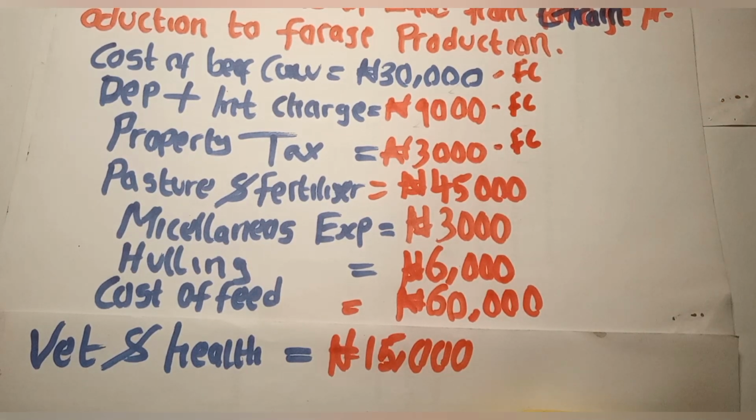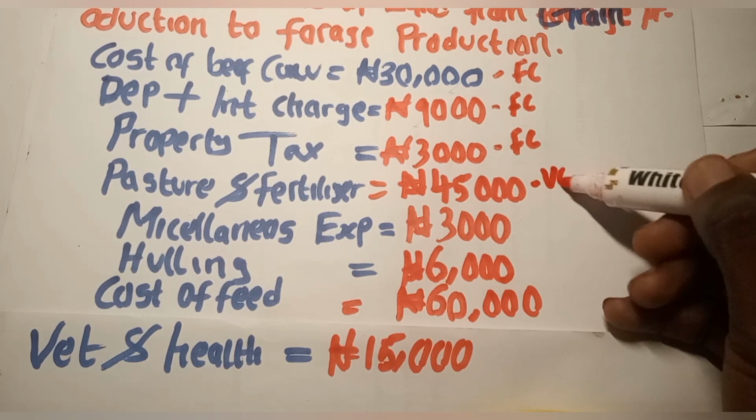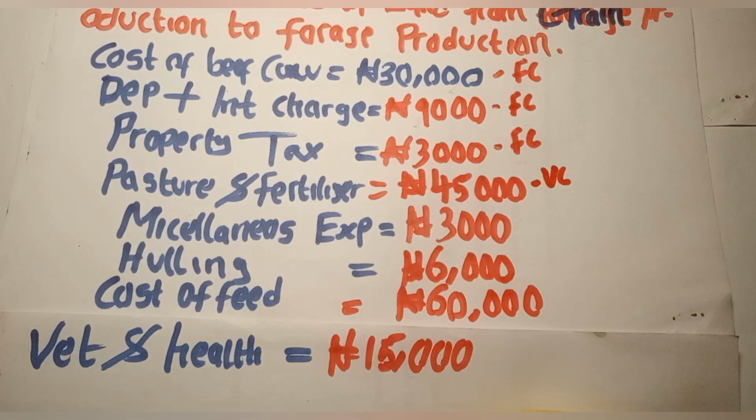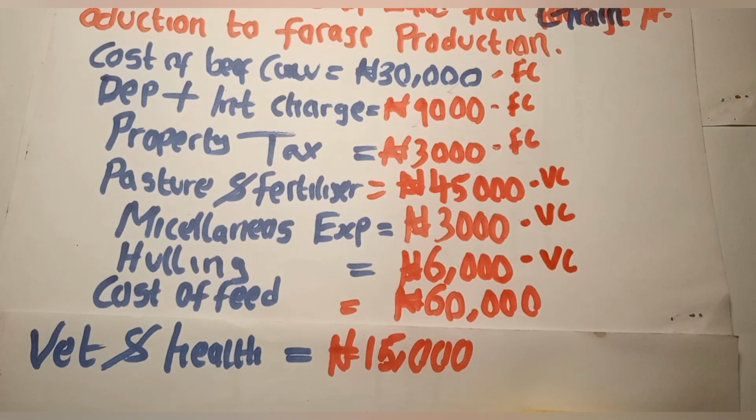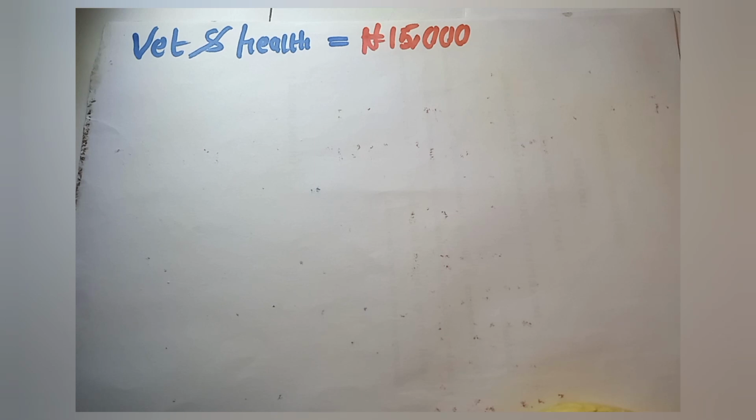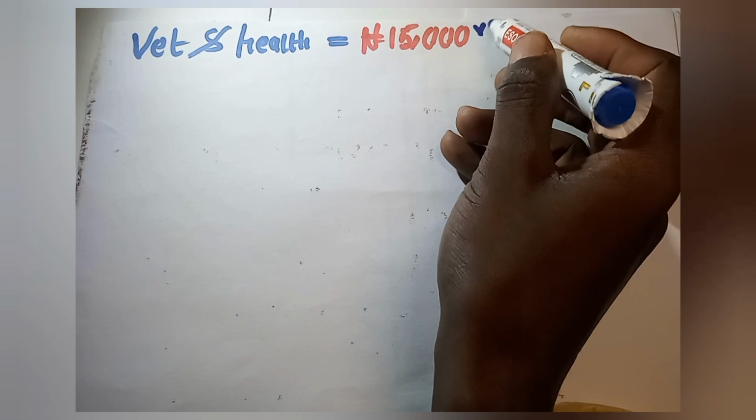Pasture and fertilizer is a variable cost. Miscellaneous expenses is also a variable cost. This cost varies. Hauling and transportation is also a variable cost. Are you getting it? Please follow me carefully. Cost of feed. So we have veterinary and health. Veterinary and health is also a variable cost, because the cost can change over time. So I'm going to put variable cost on that.